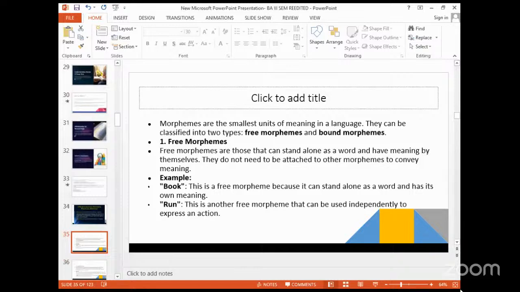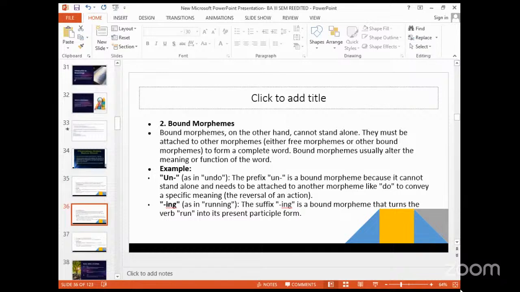I think I've explained this about free and bound morphemes. Free morphemes can stand on their own and do not need to be attached to other morphemes to convey meaning. For example, book, run. Bound morphemes must be attached to other morphemes, either free morphemes or other bound morphemes. For example, in undo, the prefix un, then the suffix ing in running.